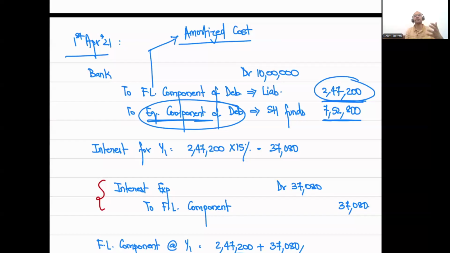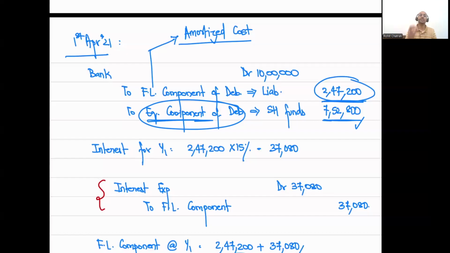If X company pays an amount of 15 percent, that's going to be 1,50,000. We will debit the equity component by 1,50,000 and we will credit cash by 1,50,000. The 7,52,800 will then reduce by 1,50,000.